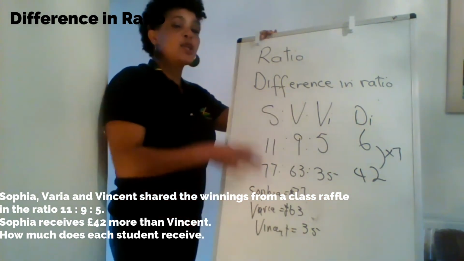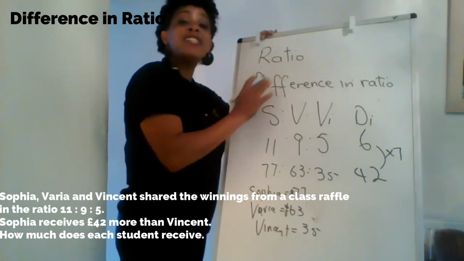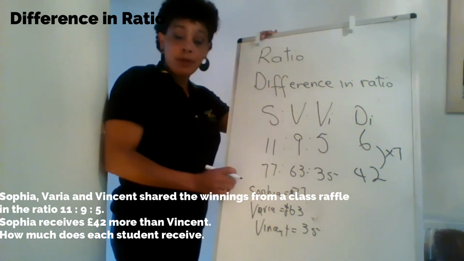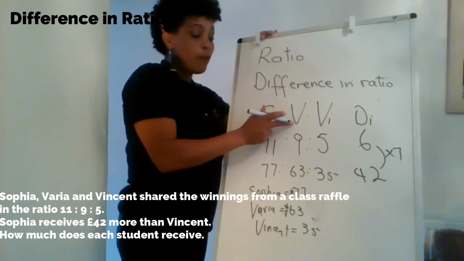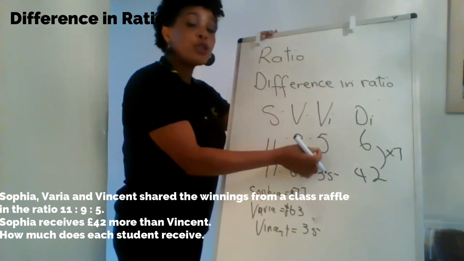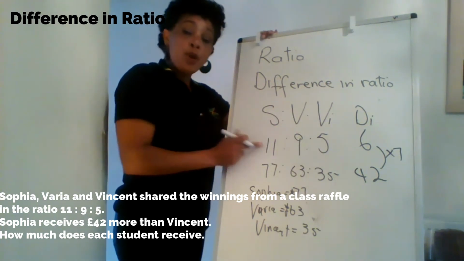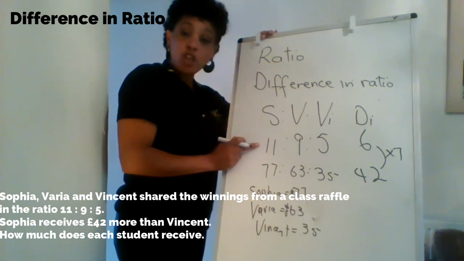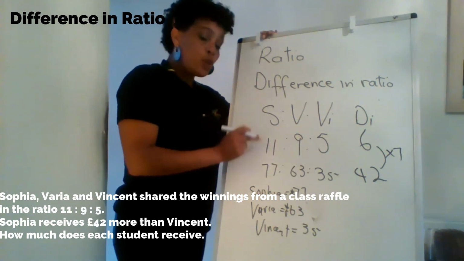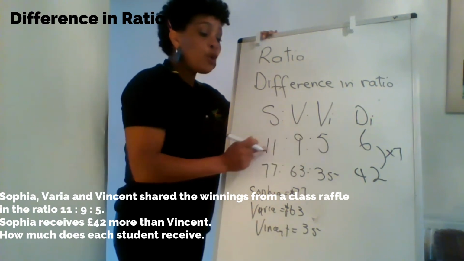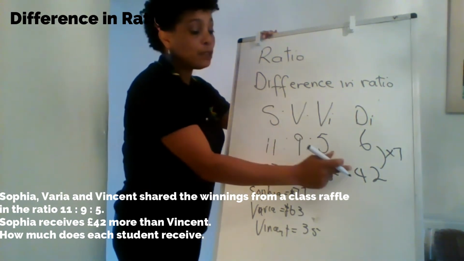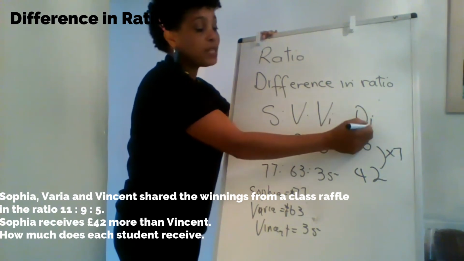So here we looked at when we're finding amounts given difference in ratio. So what you do, you just pick the information out and put it in a table. We're talking about Sophia, Varia, and Vincent. The information that we're given is how much more one gets than the other. So from looking at this, we can see that Sophia got the most because she got 11 parts. This person got 9 parts and that person got 5 parts. We are told the difference between these 2 parts. So we know that Sophia got 42 pounds more than Vincent. And if we look at the parts, that means 42 pounds is going to be 6 parts because this means difference.